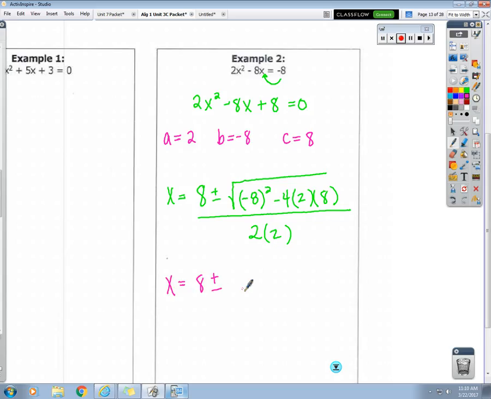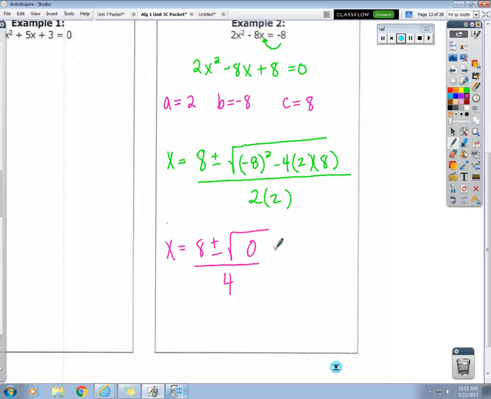It's easiest to first simplify everything up under the radical. So type in negative 8 squared minus 4 times 2 times 8. Exactly how you see it. Parenthesis, negative 8, parenthesis, squared, minus 4, parenthesis 2, parenthesis 8. And what did y'all get? 0. And then over, what is 2 times 2 in the denominator?